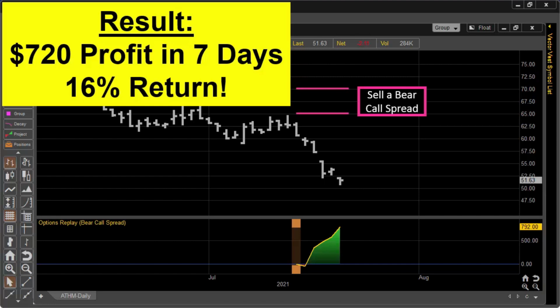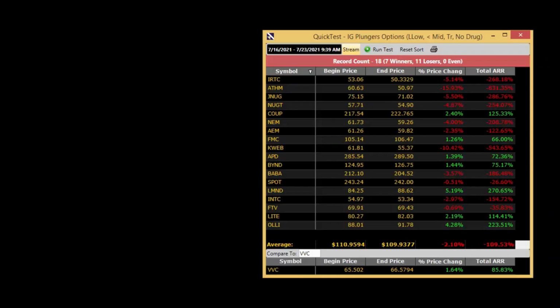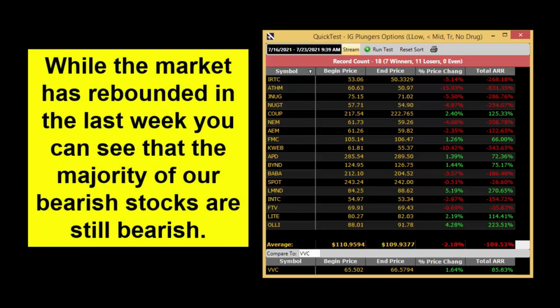And again, going back to the proper stock selection, look at the market over the past week and then compare it to this graph. You're finding stocks that are bearish, even when the market reversed. In fact, let me show you. I did a quick test from July 16th to the current day. Now that the market has rebounded in the last week, you can see that the majority of our stocks from July 16th are still bearish.